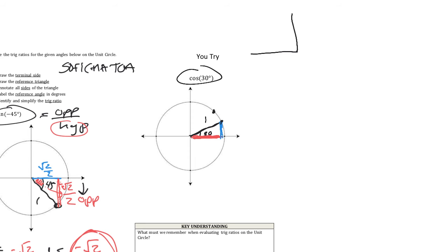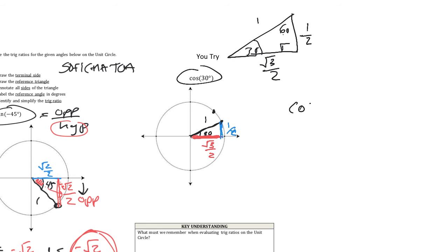Remember, if I have a 30, 60, 90, across from the 30, the side is 1/2. Across from the 60, the side is square root of 3 over 2. So those are the sides I need to add here. So this side is square root of 3 over 2. Draw my reference triangle. Across from the 30 is 1/2. So now that we drew the triangle, we can do trigonometry.